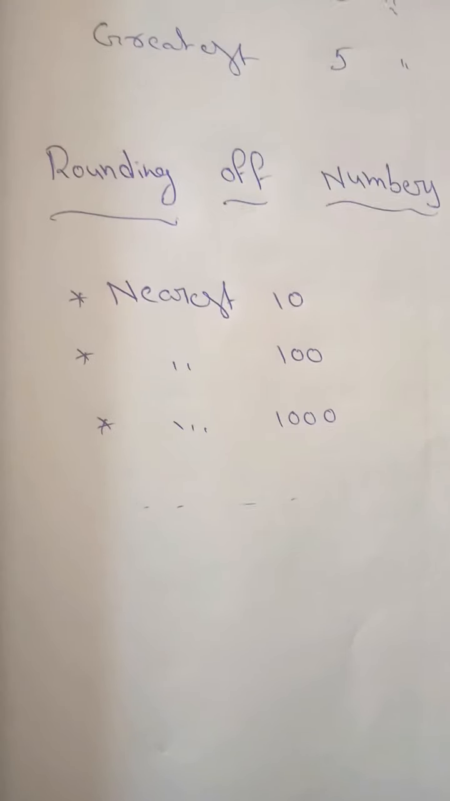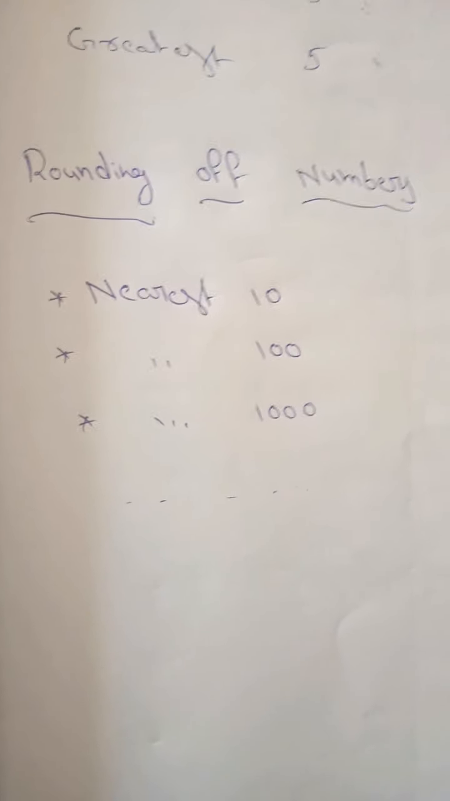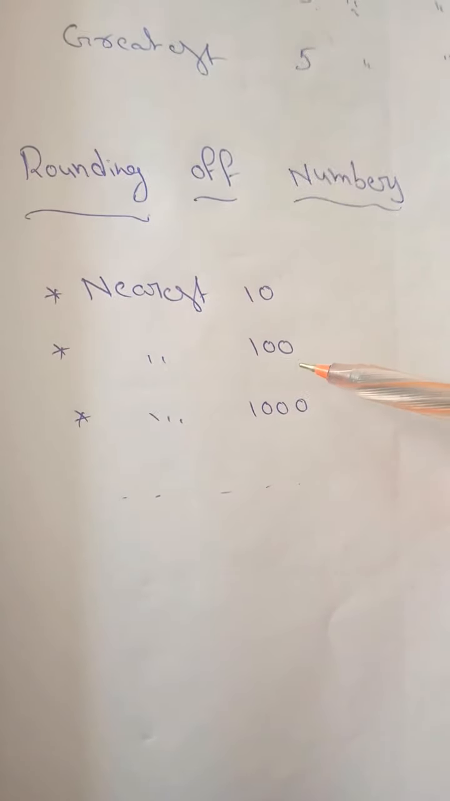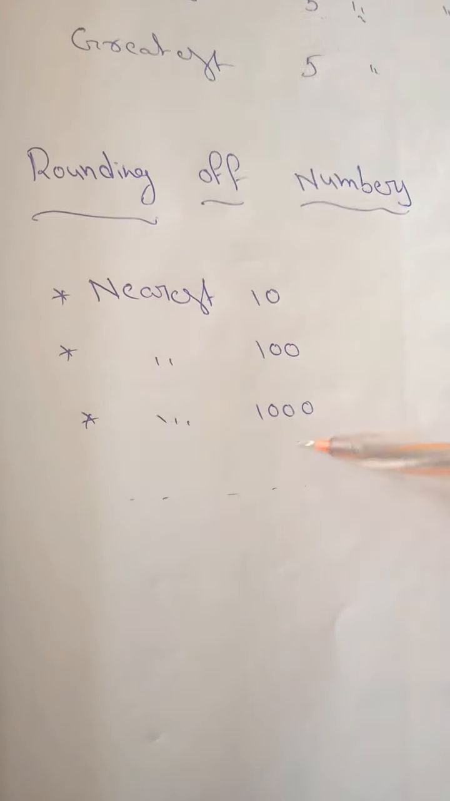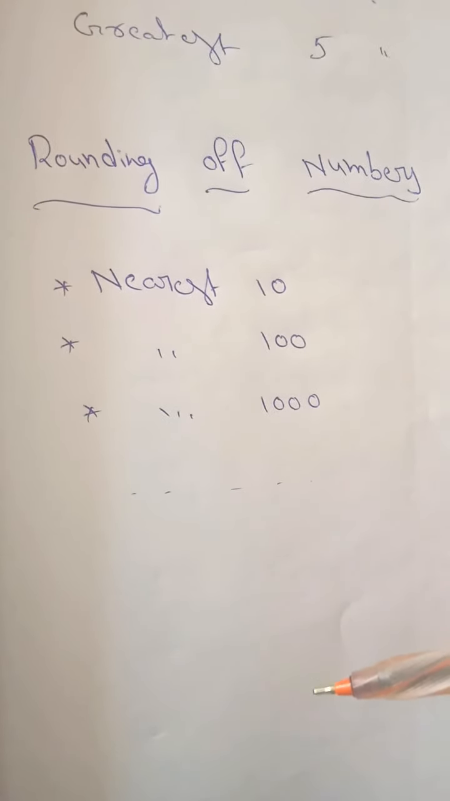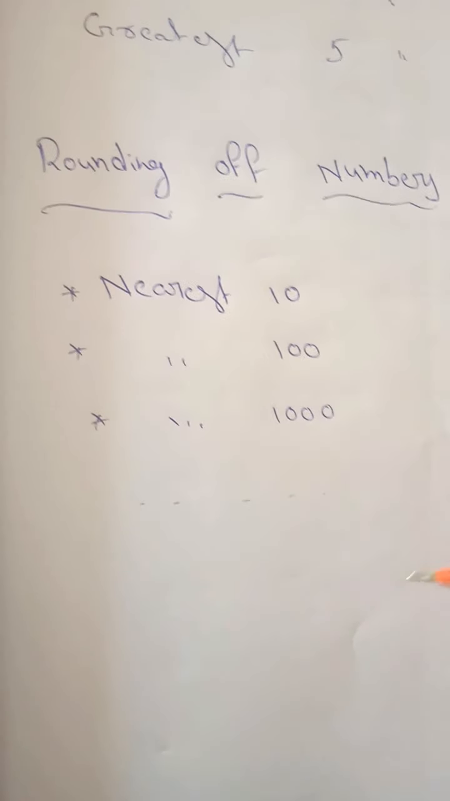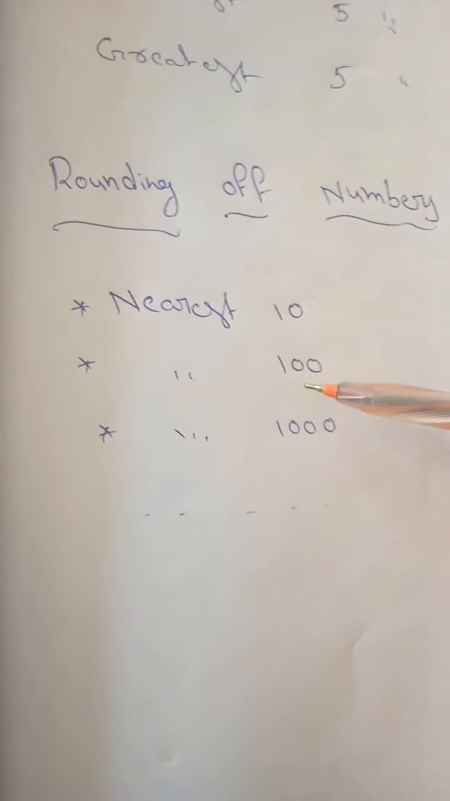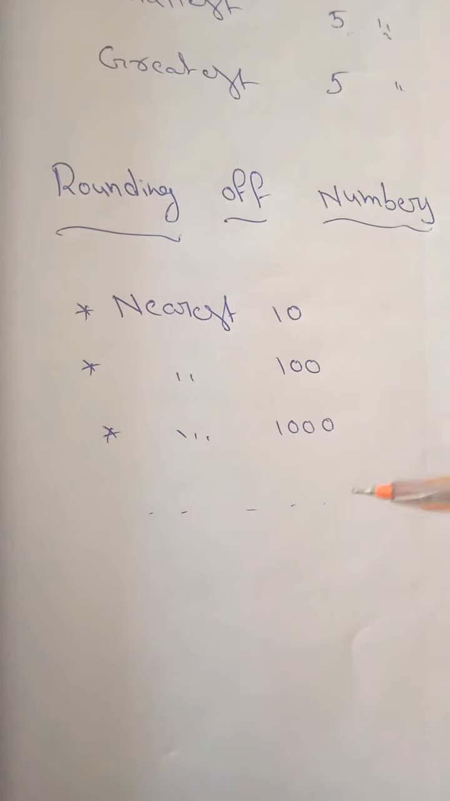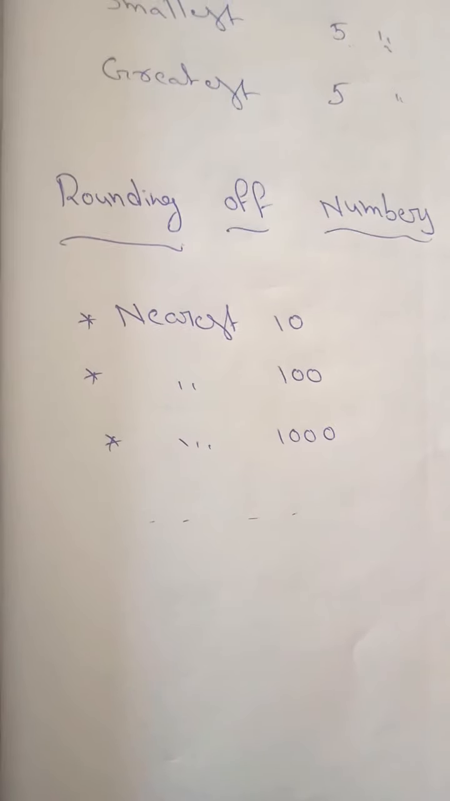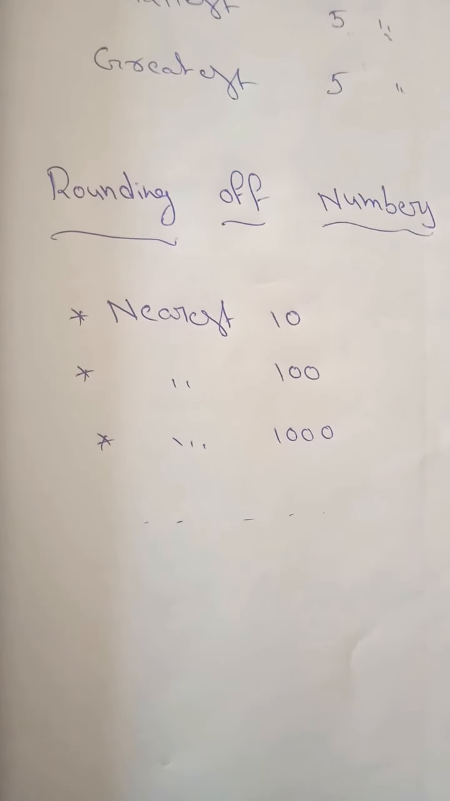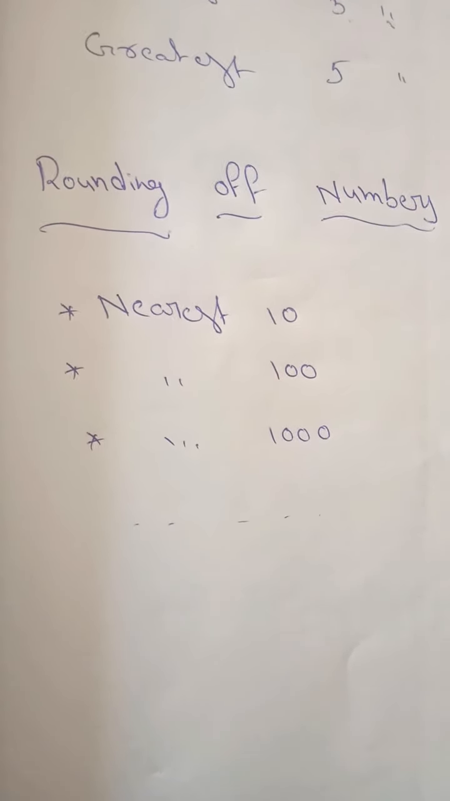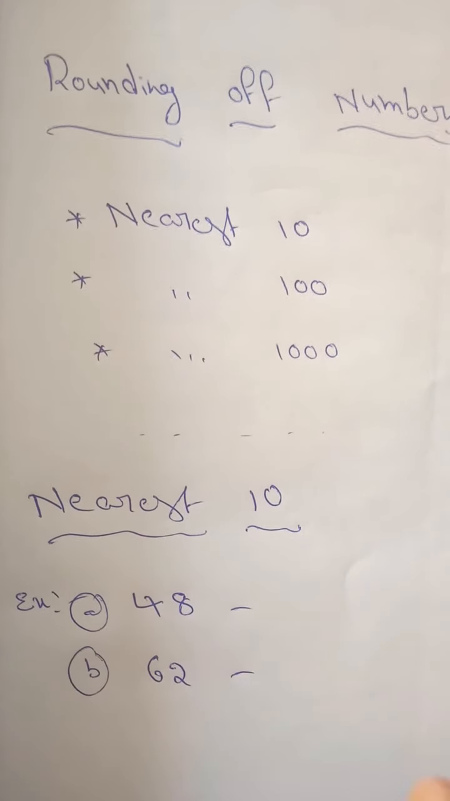Now let me see how we can write rounding of numbers and what the types are. Nearest to 10, nearest to 100 and nearest to 1000. We write it depending on the given number and how many digits it has: nearest to 10, nearest to 100, nearest to 1000, nearest to 10,000, nearest to lakh. Now let me see how we can write nearest to 10.